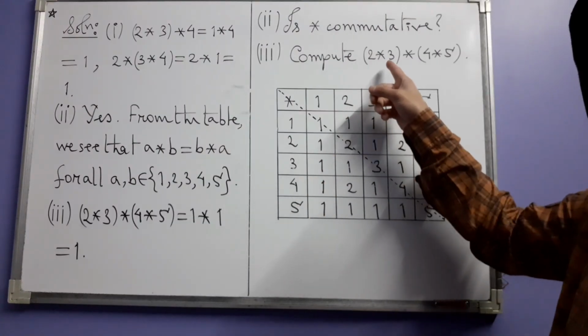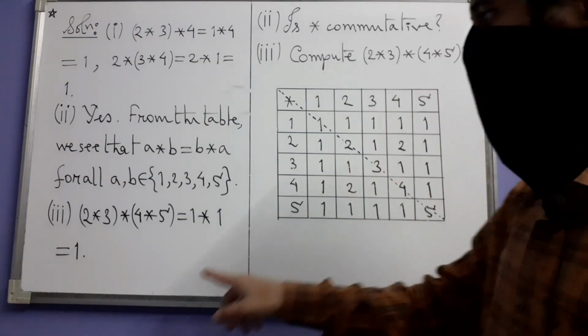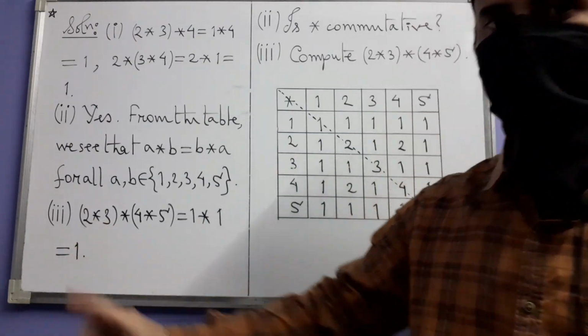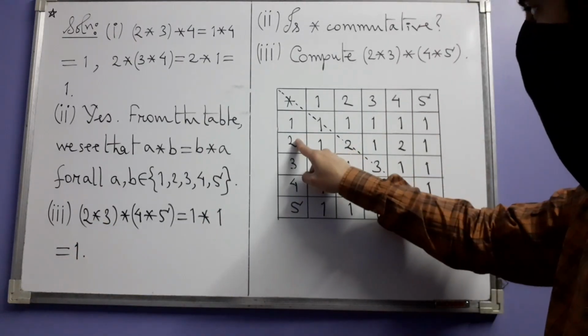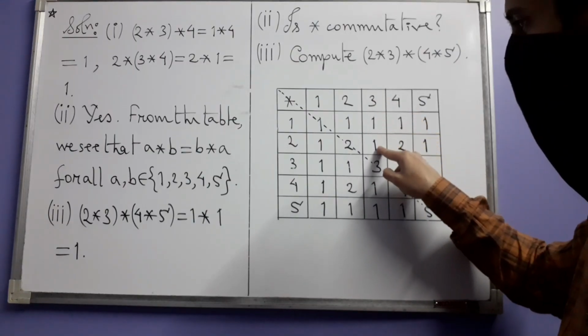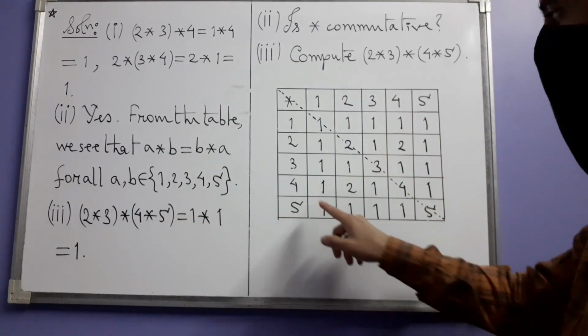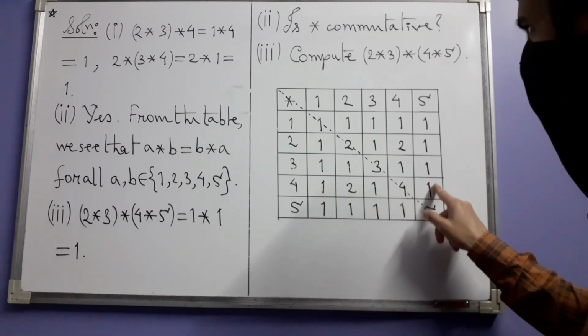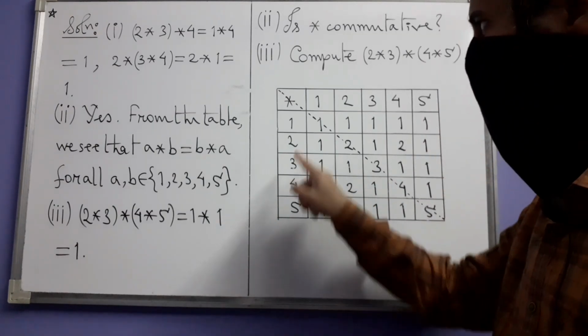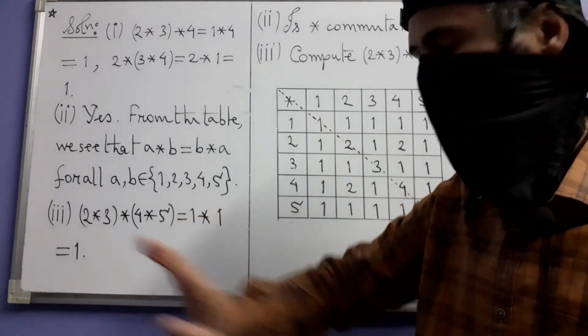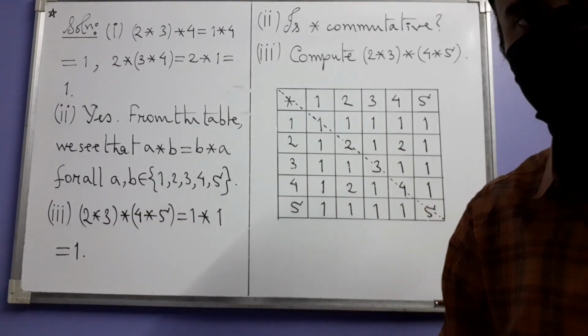And in part 3 we have to calculate this product. First we see what 2 star 3 is. 2 and 3, that one is 1. So 2 star 3 is 1. And what about 4 star 5? That is also 1. And 1 star 1 is 1. So the answer is 1.